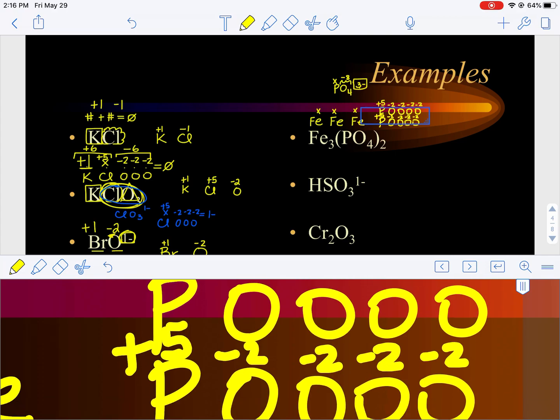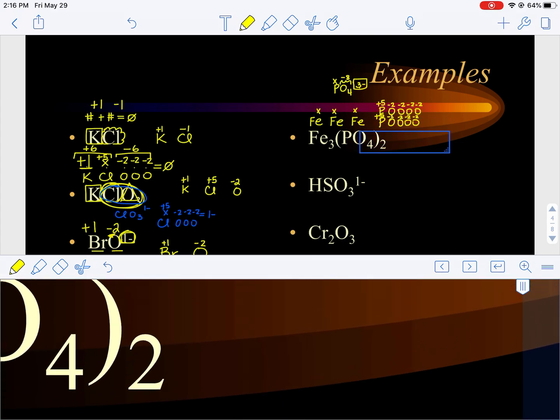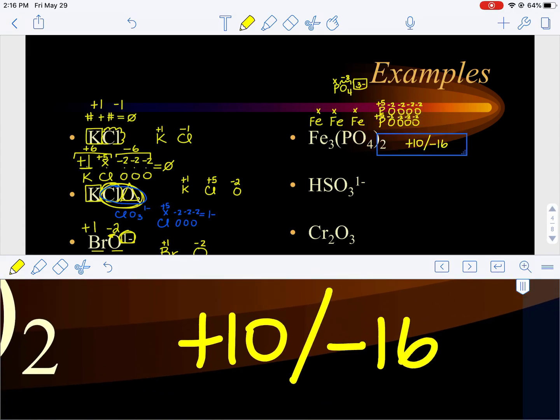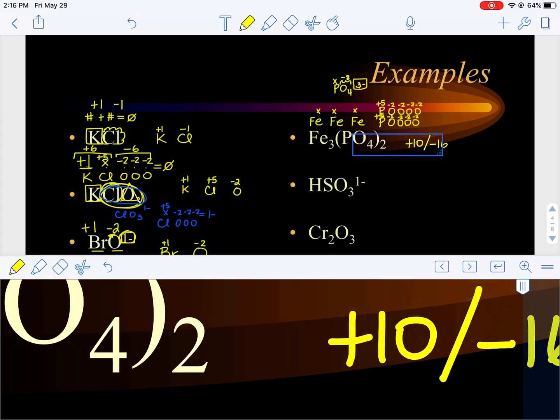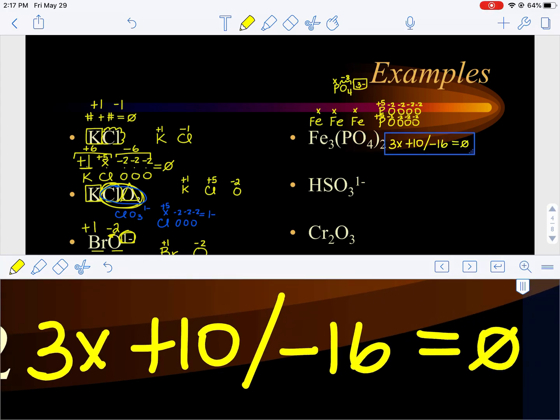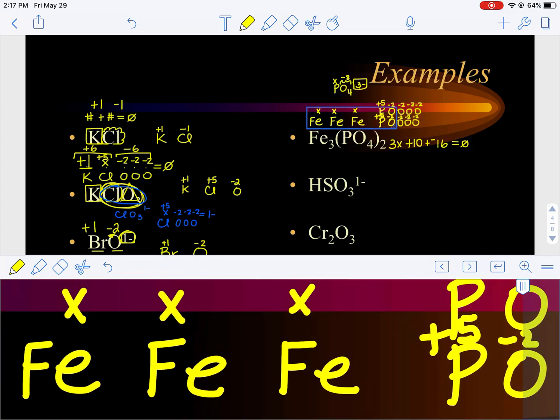So cleaning this up a little, we've got +10 from the 2 P's, and I've got -16 from the oxygens, and then there are these 3 X's, right? And I know that all of that has to add up to equal 0. And my slash here is not meant to be a division sign. It was just meant to be positive versus negative. So I'm sorry for confusing you. But here's what it ultimately looks like.